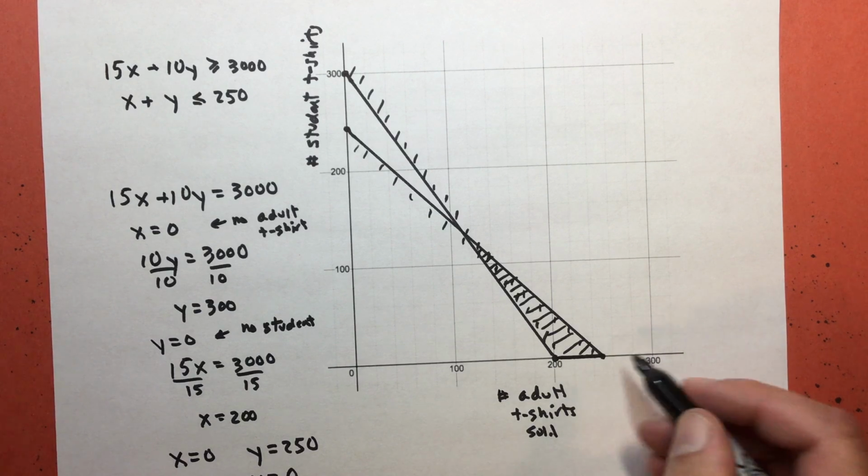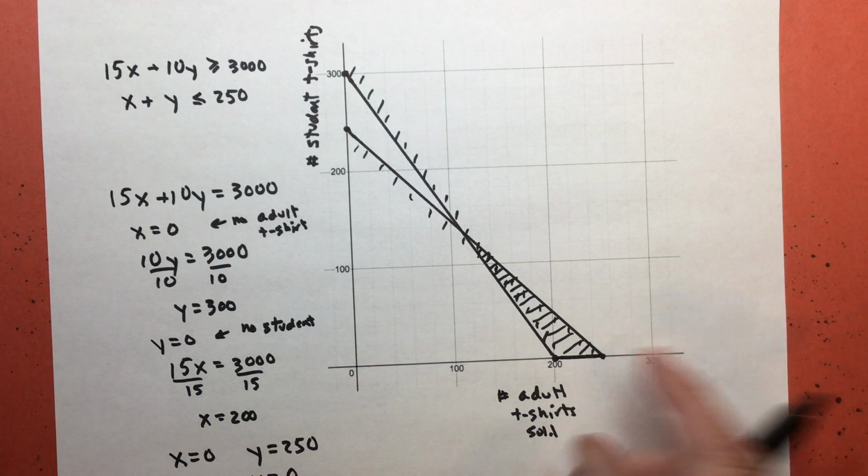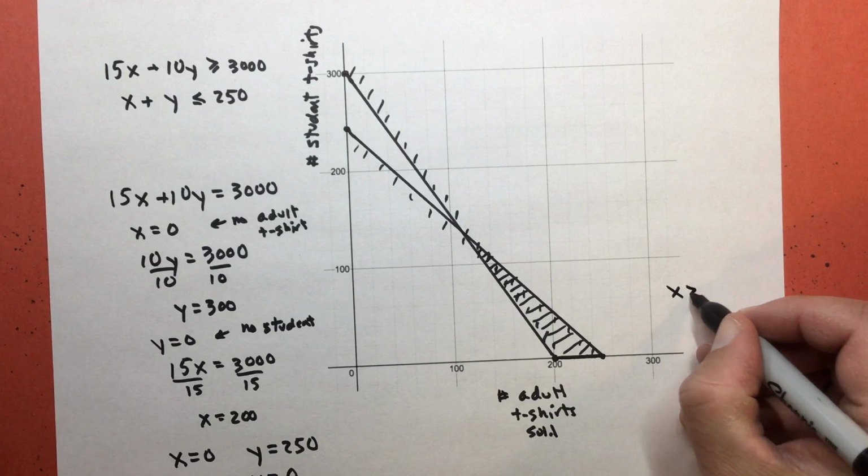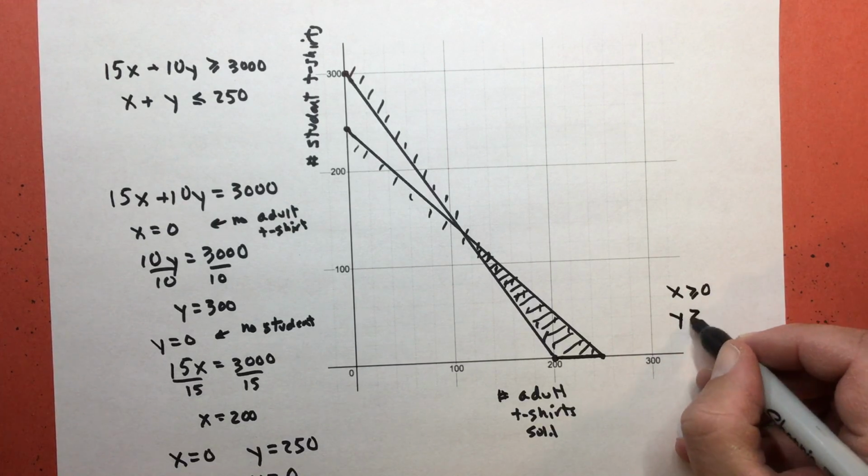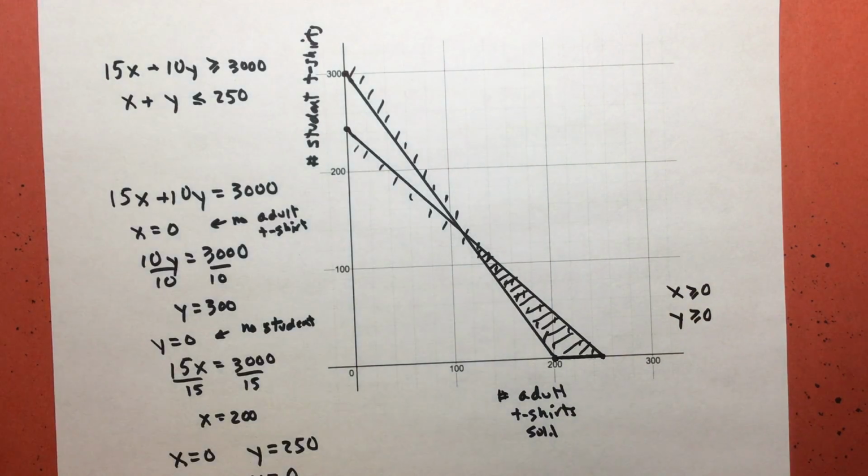The reason why I have that is because x has to be greater than or equal to 0, and y has to be greater than or equal to 0. That wasn't part of this problem. It's going to be coming up in the next section, because you can't have a negative number of t-shirts. That doesn't make sense. You can't go below the x-axis here. Okay, we'll see you in the next video.